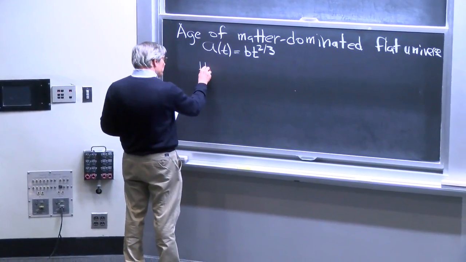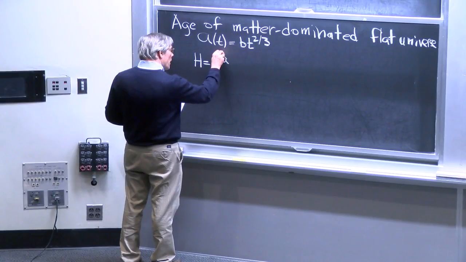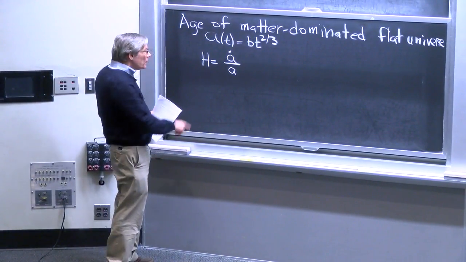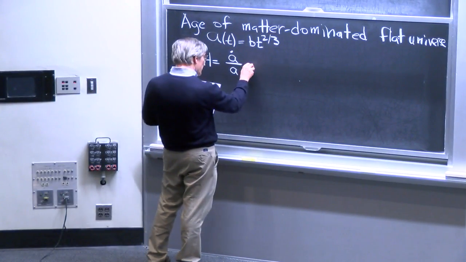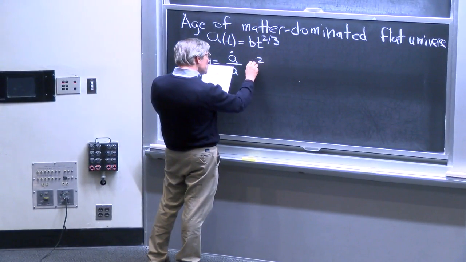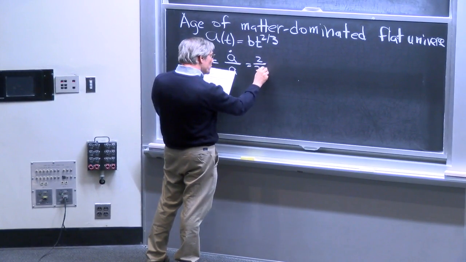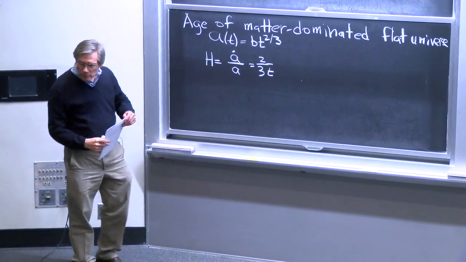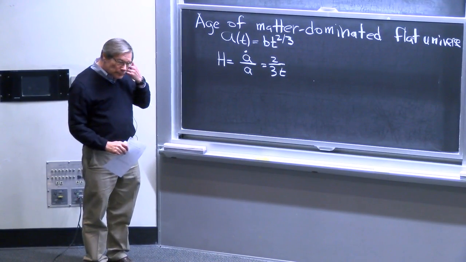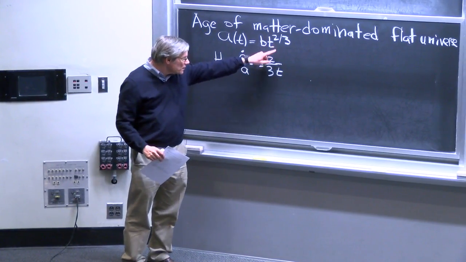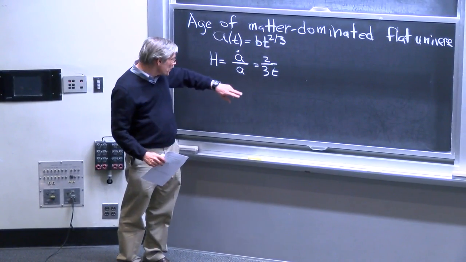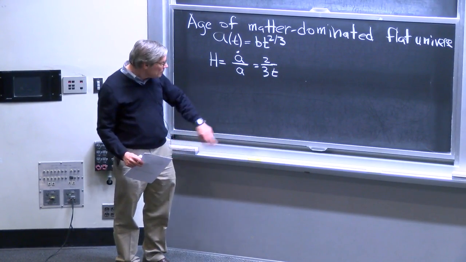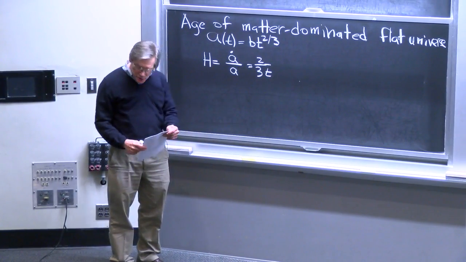We know how to relate a of t to H. The Hubble expansion rate is a dot over a, we learned a long time ago. And if we know what a is, we know what this is. So this is just 2 over 3t. The 2/3 comes from differentiating the t to the 2/3, and that gives you a t to the minus 1/3, but then you're also dividing by a, which turns that t to the minus 1/3 into a full t to the minus 1. So you get 2 over 3t is the final answer.